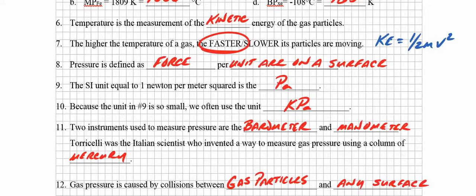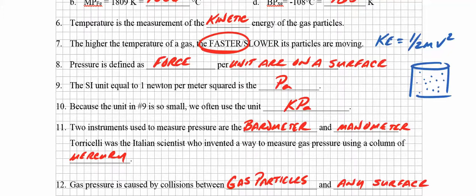Number 8, pressure is defined as force per unit area on a surface. For example, let's say we have a container with a number of particles in it, and those particles comprise the gas. We already learned that there's a lot of empty space between the particles, but as they hit the walls of the container, they create pressure.